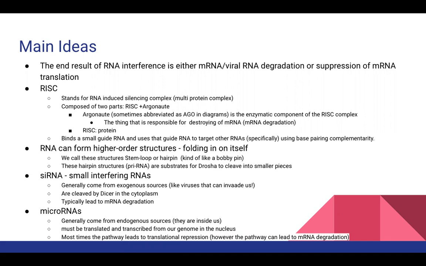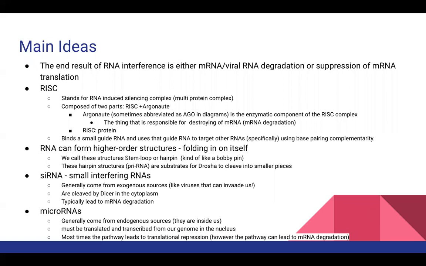And there's a few main components of this. There's RISC, which is involved in both pathways that we'll talk about, and it stands for RNA-induced silencing complex. And it's composed of two different parts. There's the RISC itself, and then there's Argonaute, which is sometimes abbreviated as AGO in a lot of the diagrams that you'll see. And Argonaute is the actual enzymatic part of the complex that is responsible for degrading mRNA.